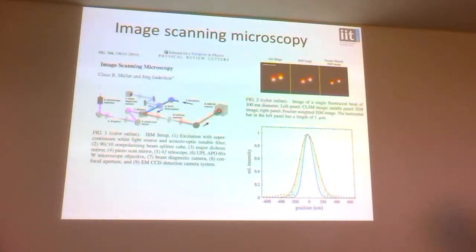So this is Jörg Enderlein, and he published this paper in 2010, where he actually did this very same trick. He used an EMCCD, and he processed the signal by doing this pixel reassignment, and he showed how you get this improved resolution, and this was published in Physical Review Letters.